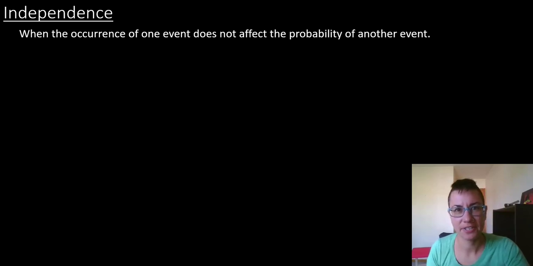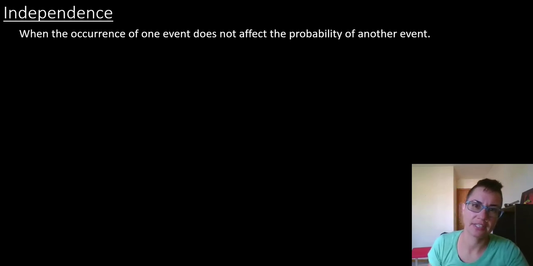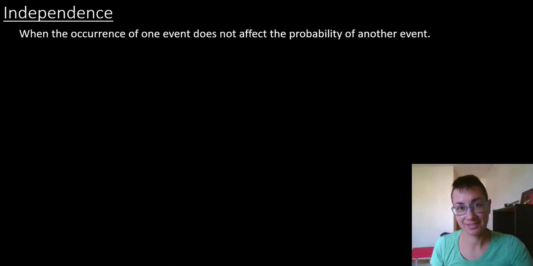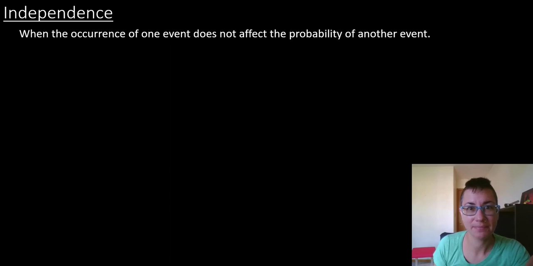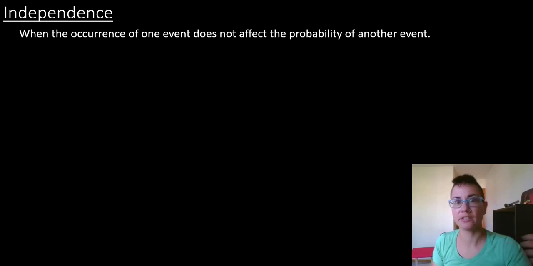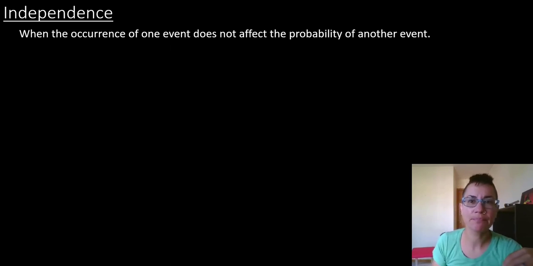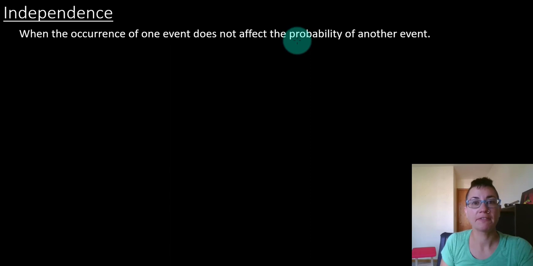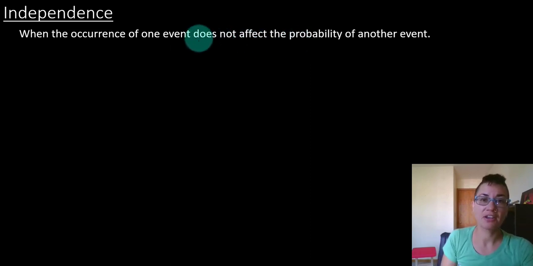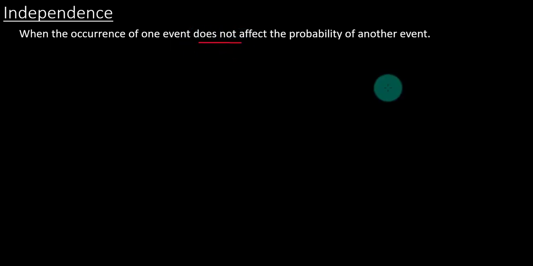Hey gang, in this video we're going to discuss the idea of independent events and how that affects or does not affect probability. So independent has a pretty straightforward interpretation that I think translates into English pretty well. And that's when, if one event occurs, it does not affect the probability of another event. Independent.